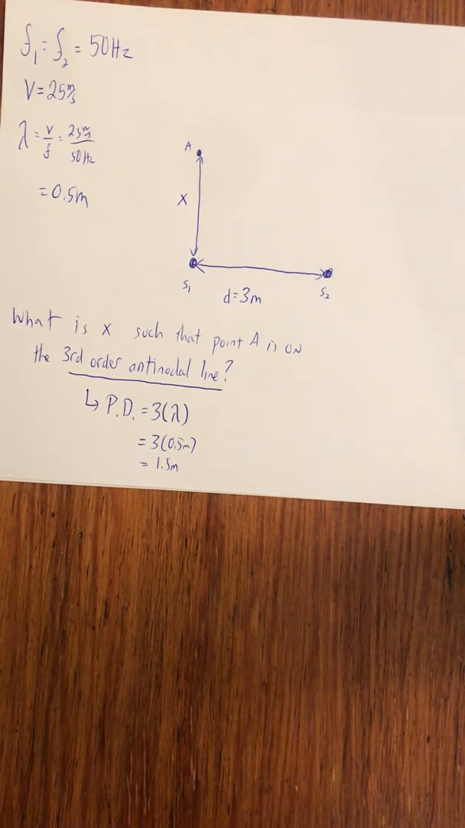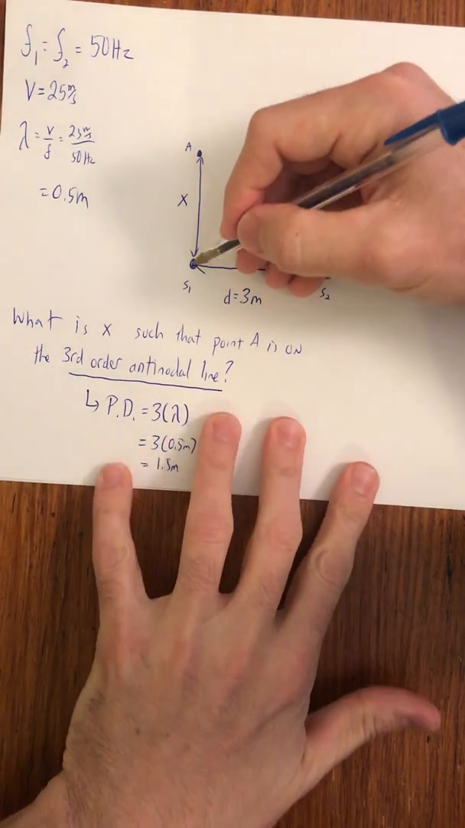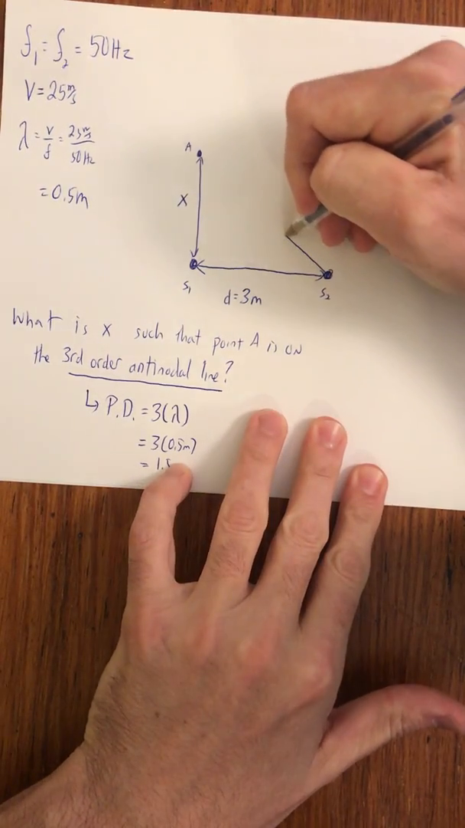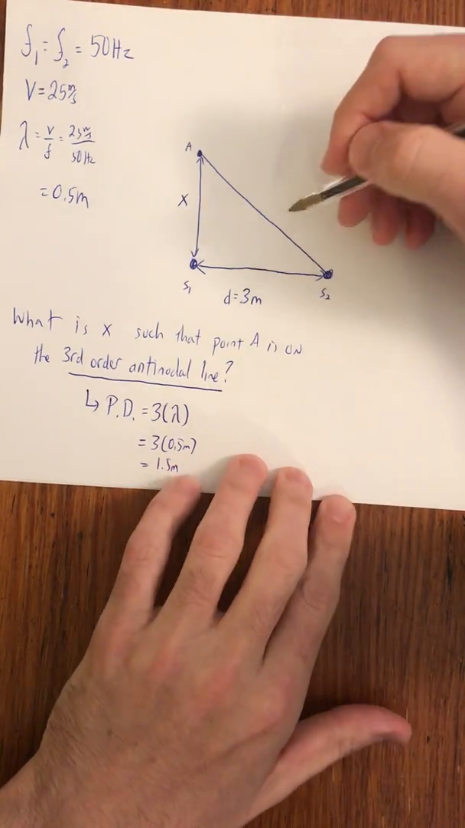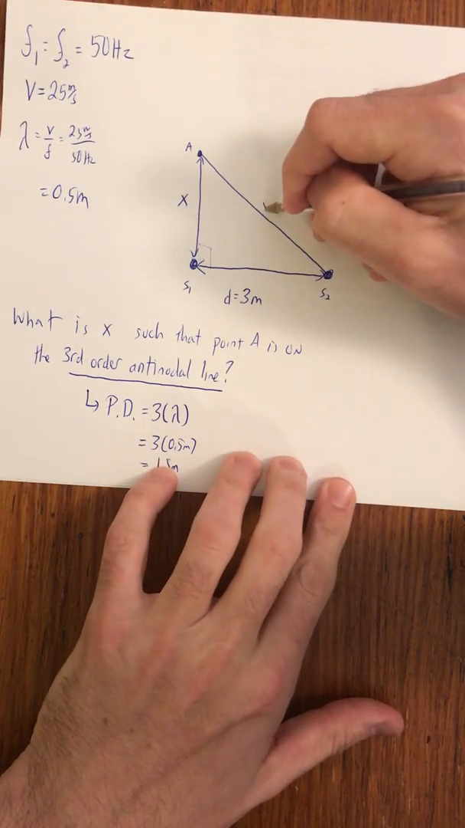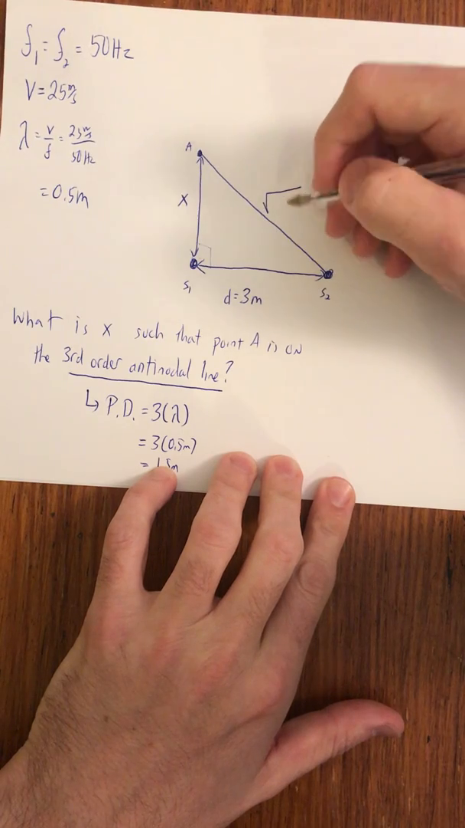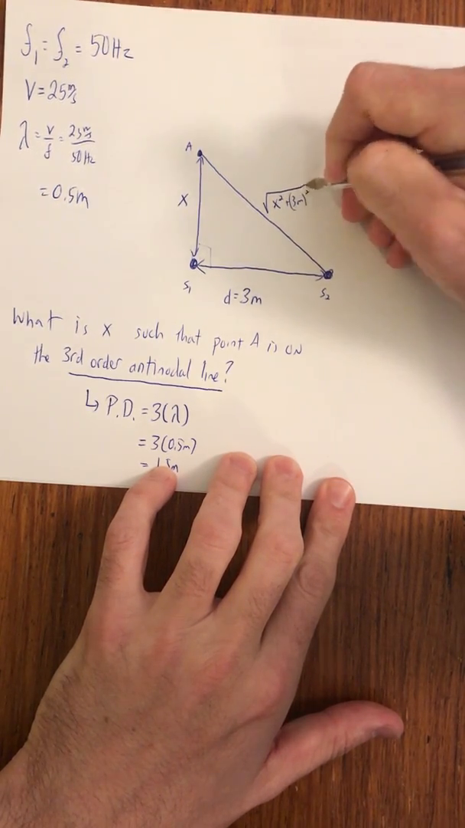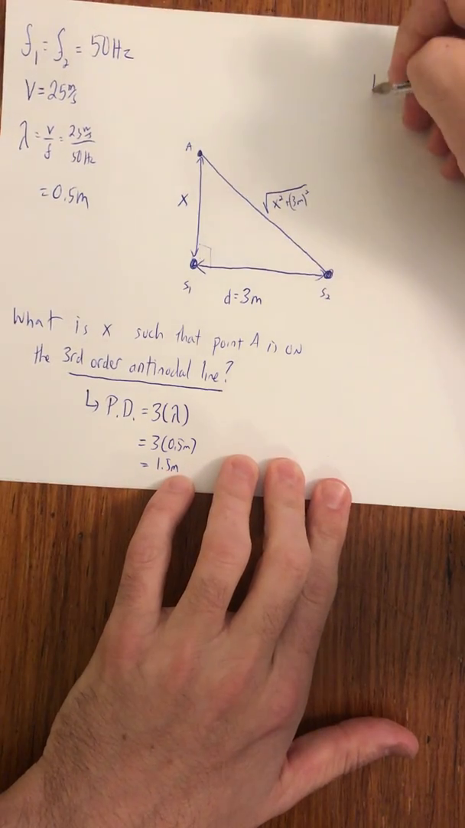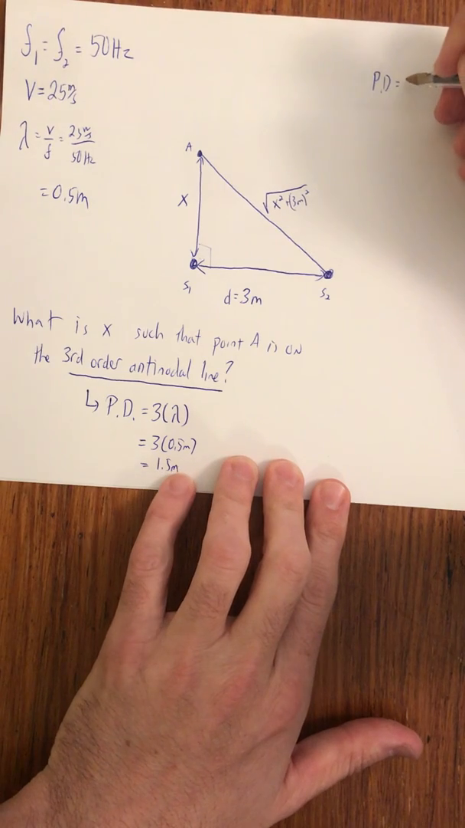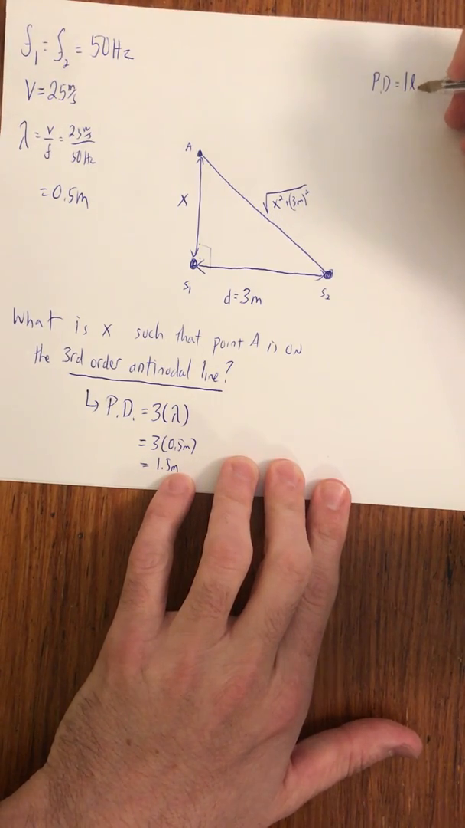So now let's talk about path difference. Well, from source 1 to point A is X. How far is source 2 to point A? Well, just got to do a little bit of geometry here. I made it nice and easy by making this a right triangle. So I think we can see that this is just going to be the hypotenuse. So that's the square root of X squared plus 3 meters quantity squared. So we're saying that the path difference here has to be equal to the absolute value of L1 minus L2.